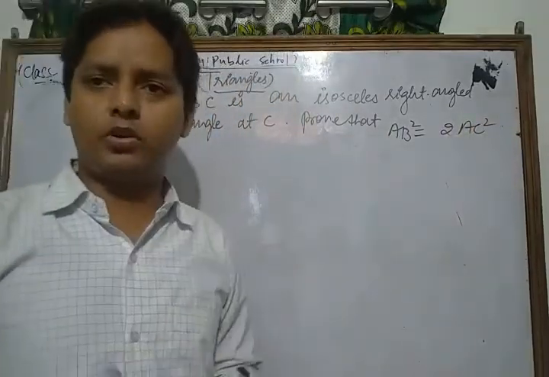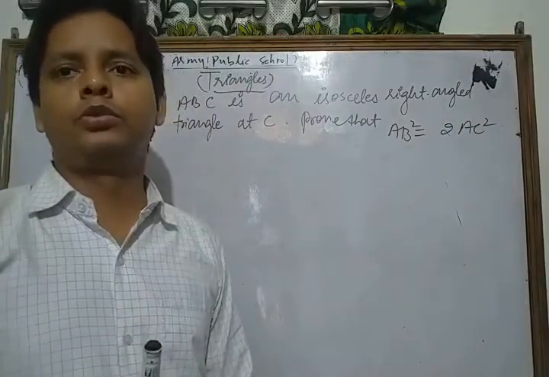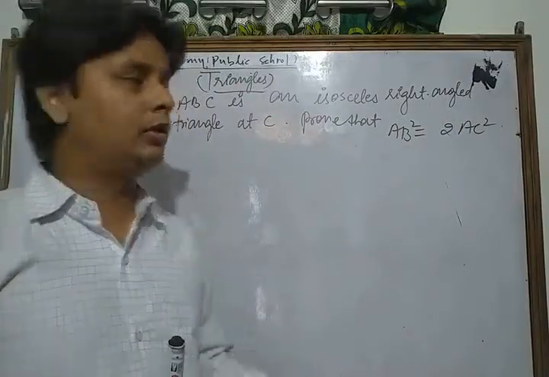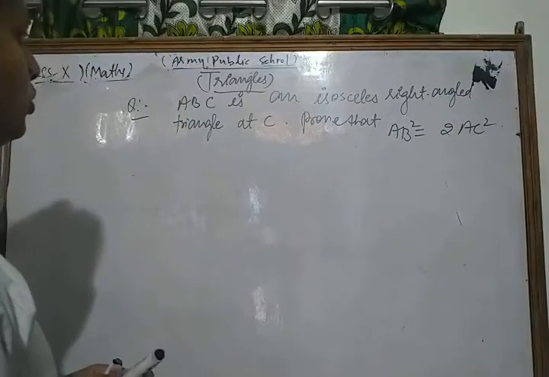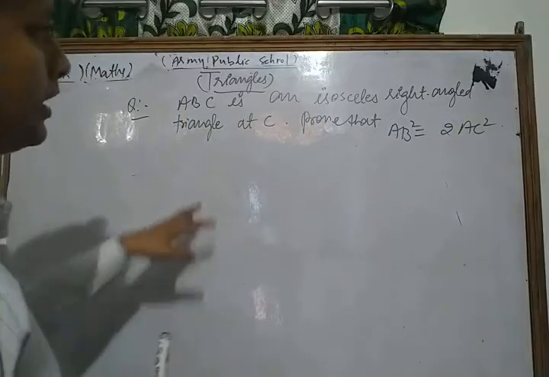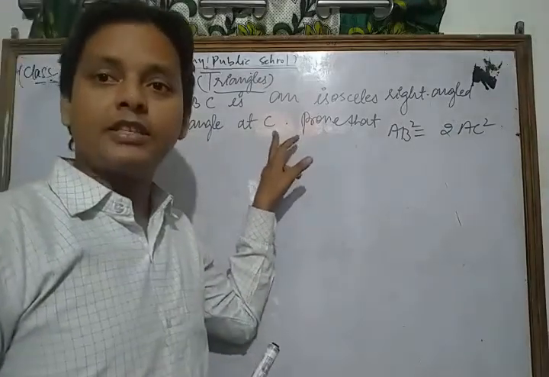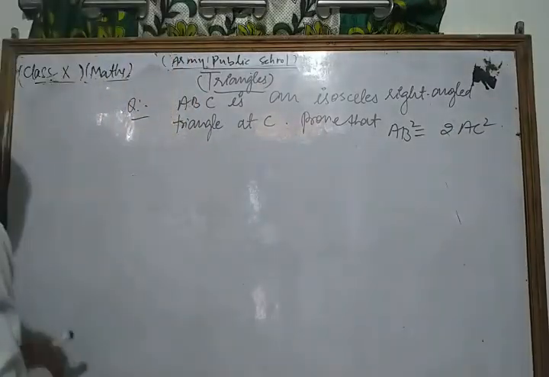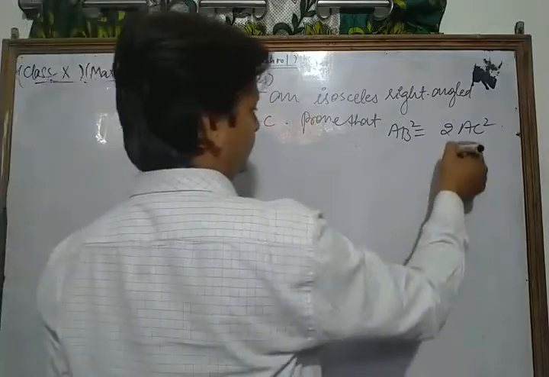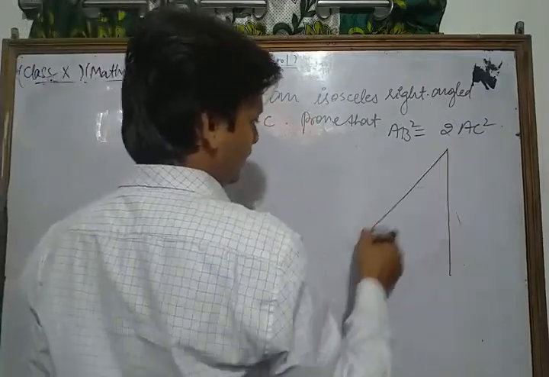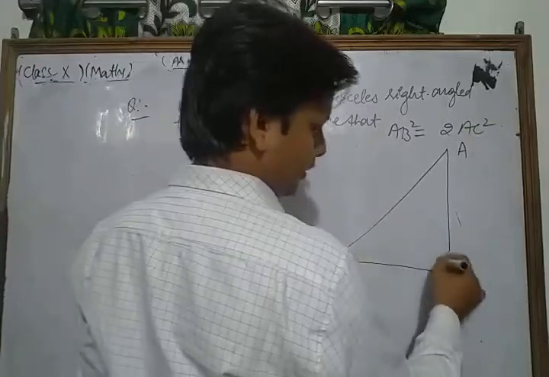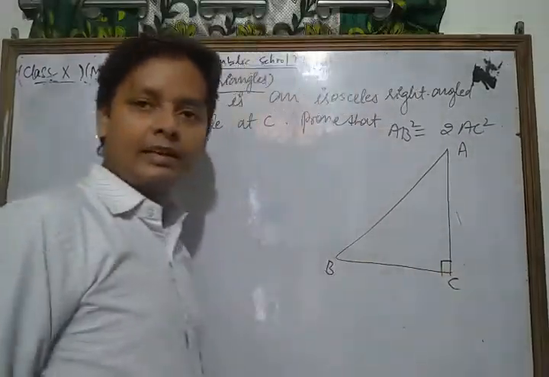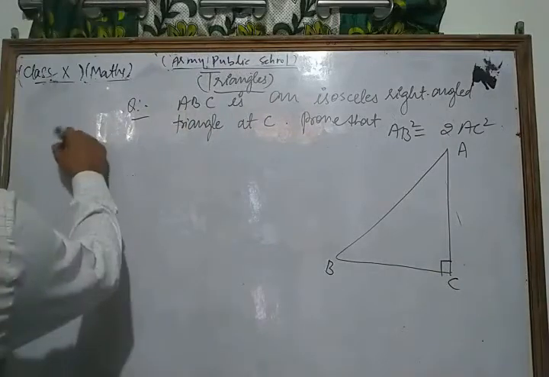So this is a very important question based on the Pythagoras theorem. According to the question, first of all we draw the figure. ABC is an isosceles triangle, right angled at C, which means angle C is 90 degrees. So first we draw a right angle triangle ABC, right angled at C. Let's see its solution.